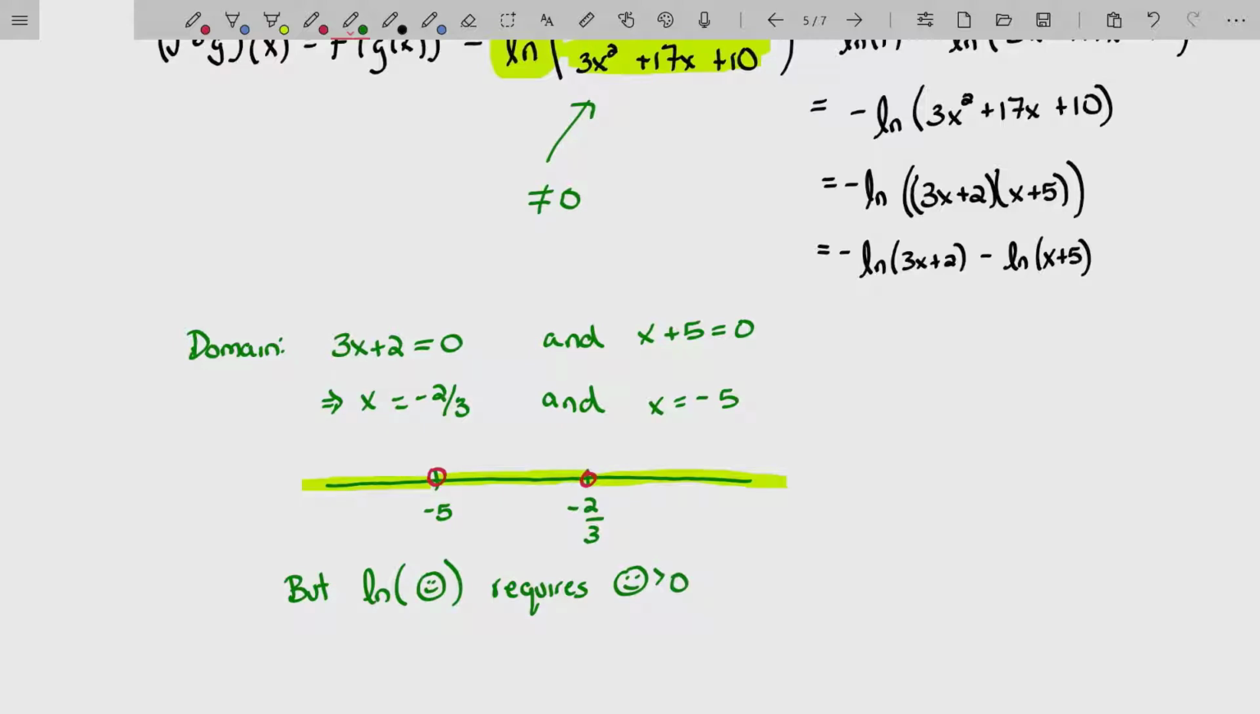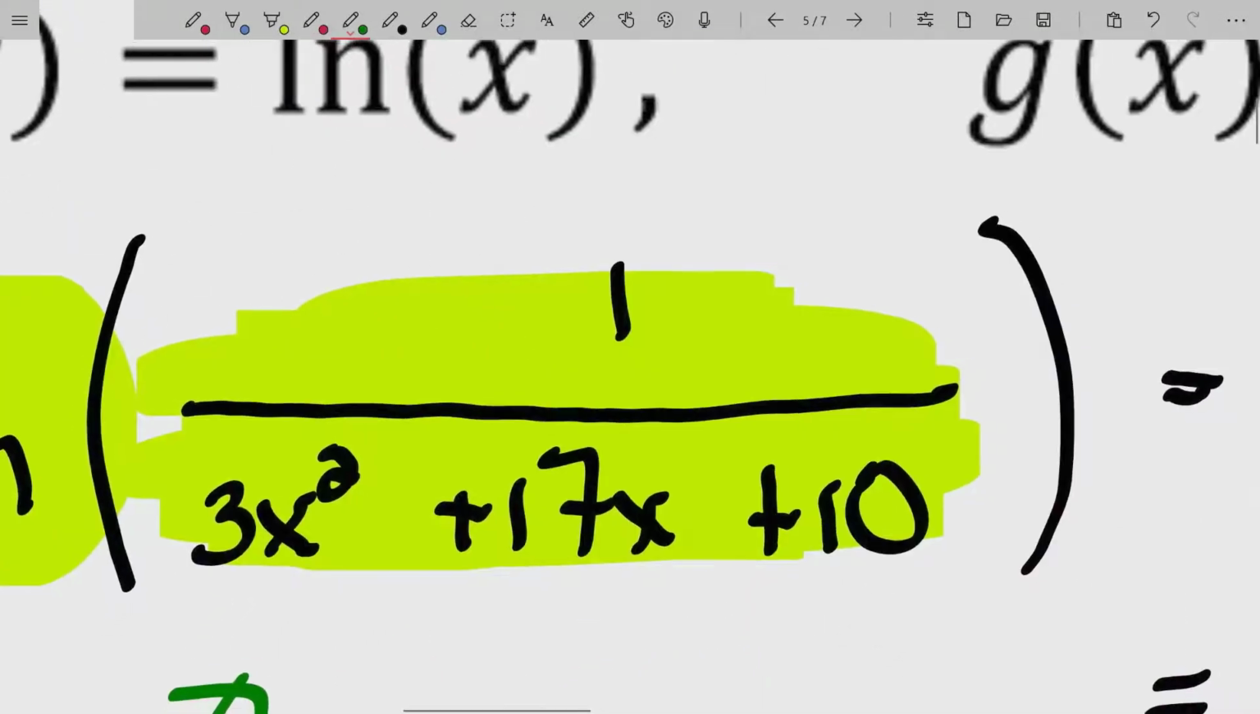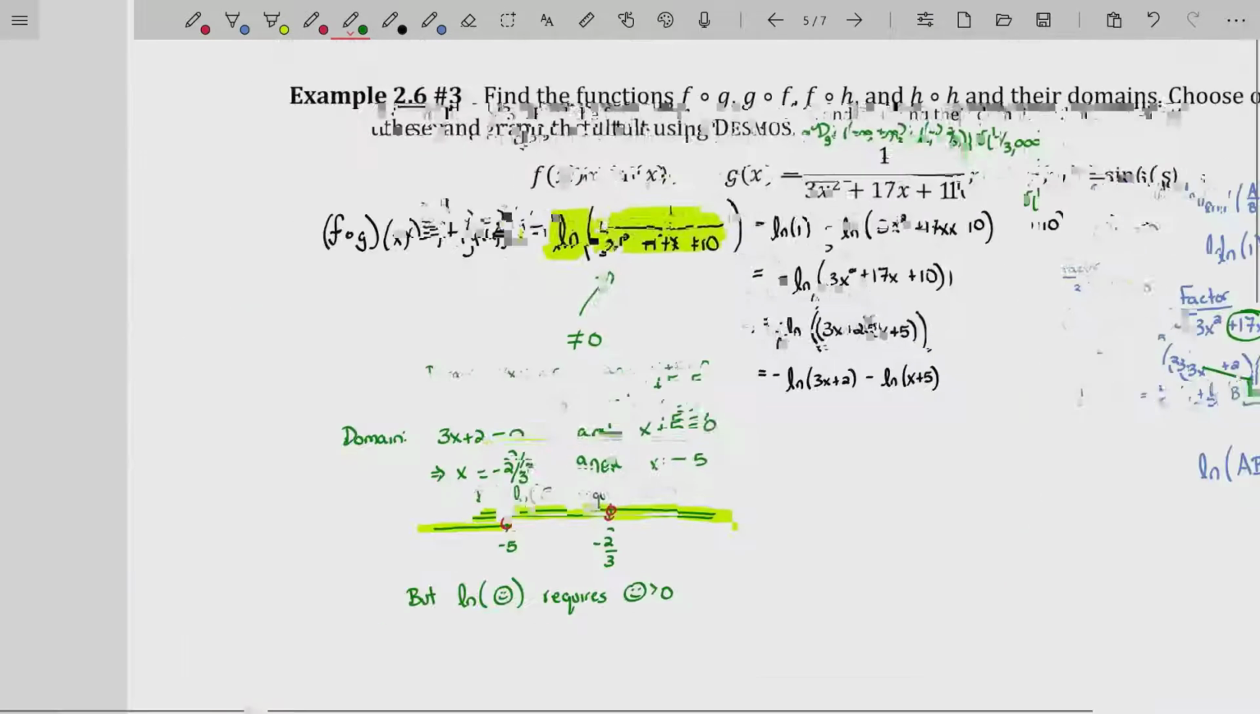So again, this adds into this already complex looking problem another step, that we require not only that our fraction here not be divided by 0, but it has to be actually positive. So let's go ahead and do that.